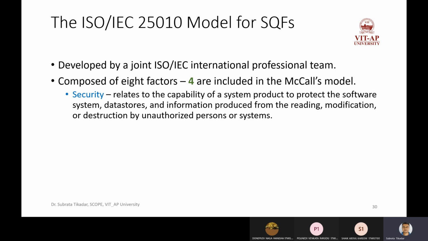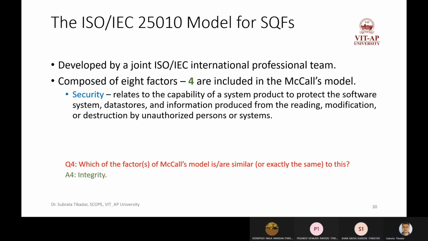Then security. It relates to the capability of a system product to protect the software system, data stores, and information produced from reading, modification, or destruction by an unauthorized person or system. We have already discussed this in McCall's model with a different name. What is that? Sir, integrity. Exactly. Very good. Who answered this? Sir, Karim. Karim. Very good, Karim.